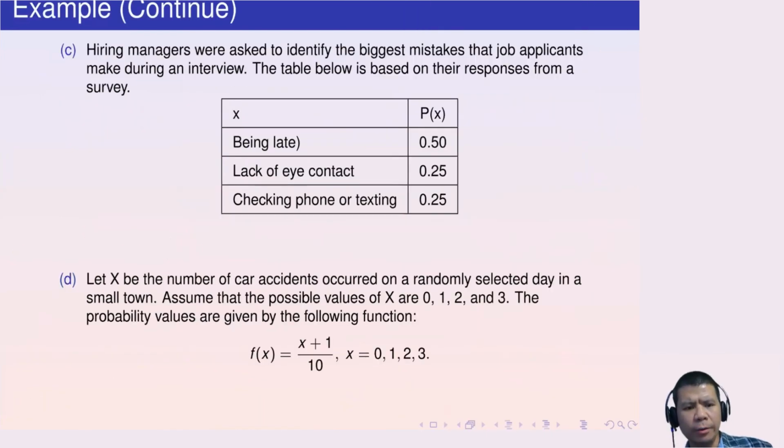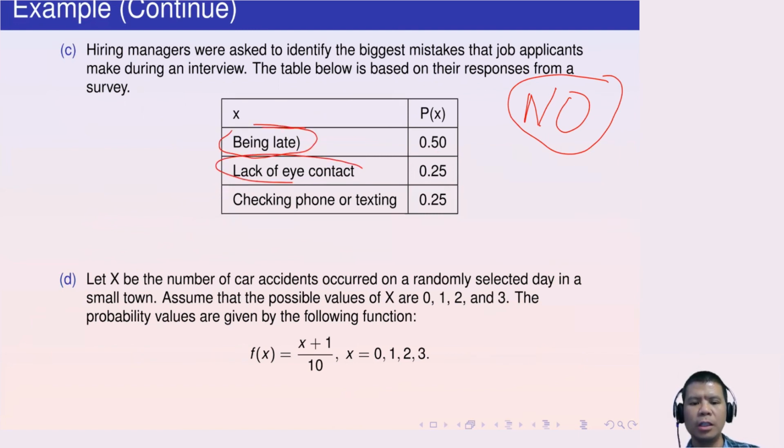Now, how about C? Hiring managers were asked to identify the biggest mistakes that job applicants made during an interview. The table below is based on their responses from a survey. Is this a probability distribution? How do you think? Yes or no? Now, this one is actually no, right? Why? You see, these are not numerical values. The first is a numerical value.